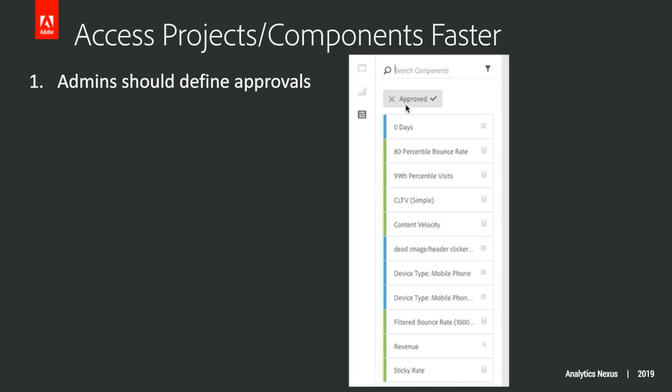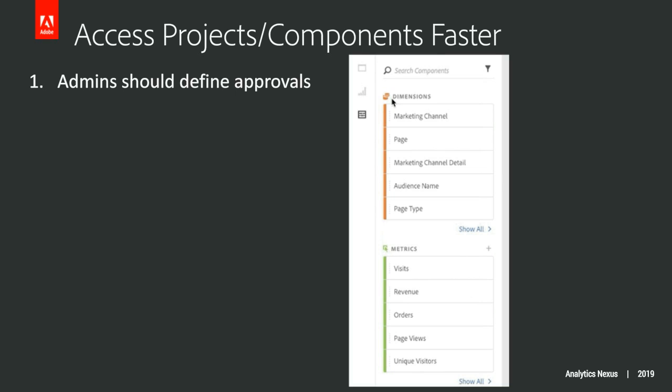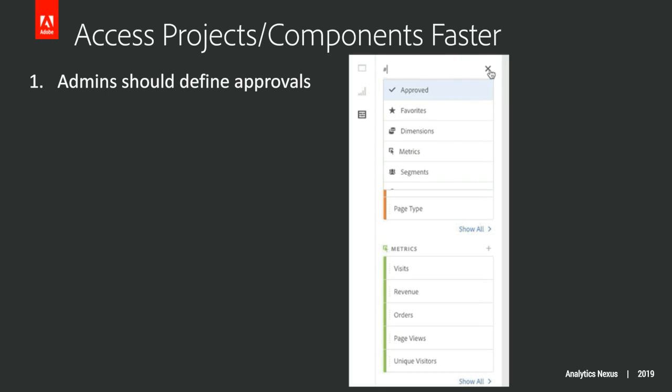Now, if you don't see any components appear after you click that checkbox, it's a great opportunity to teach your admin or an implementation team about this feature in order to have approvals applied to those segments and calculated metrics that are shared out.